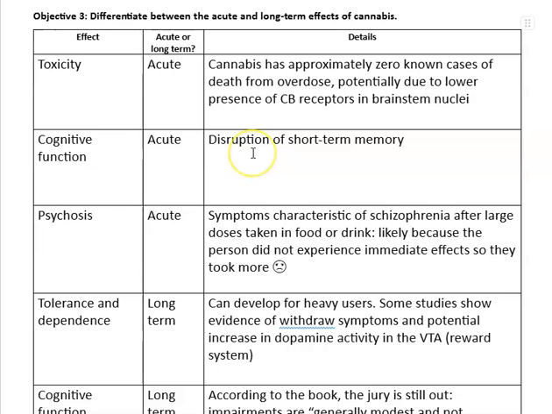One of the things is that the presence of THC in the hippocampus is going to disrupt short-term memory. And then there can be some acute effects of psychosis, which are symptoms similar to schizophrenia. That is usually after large doses are taken. There's high increased activity. When individuals are smoking, it usually doesn't happen because it's a pretty quick response.